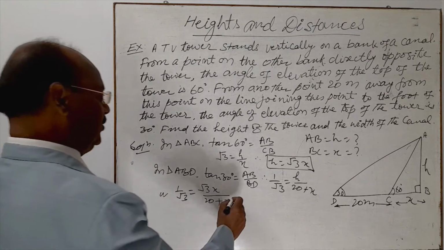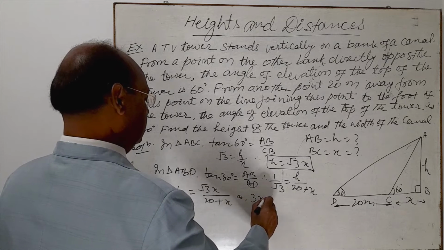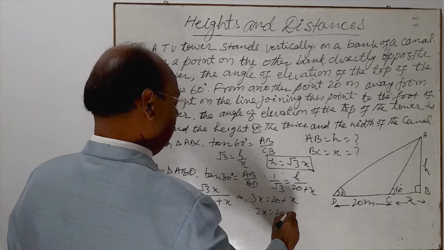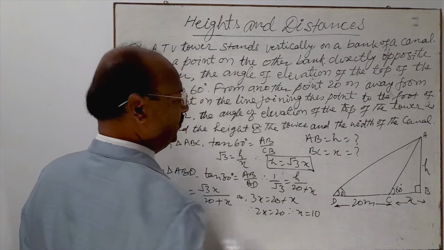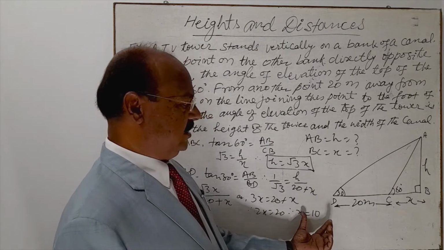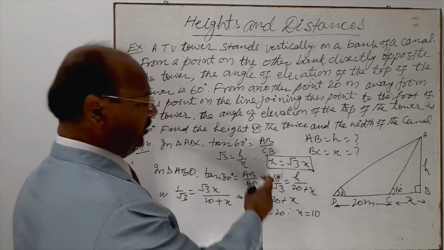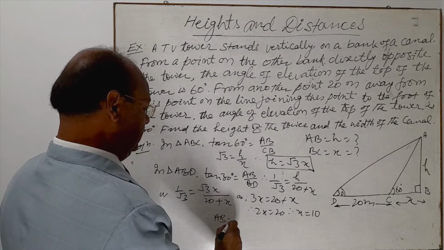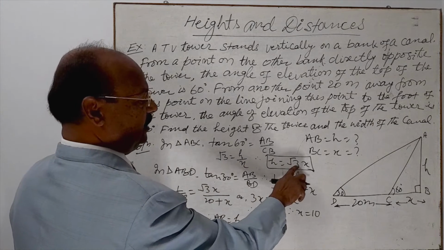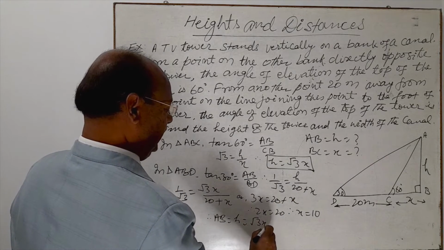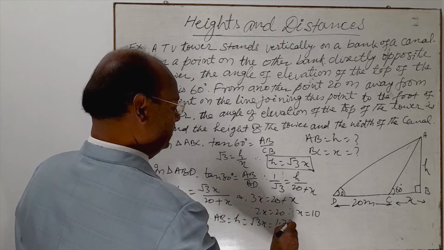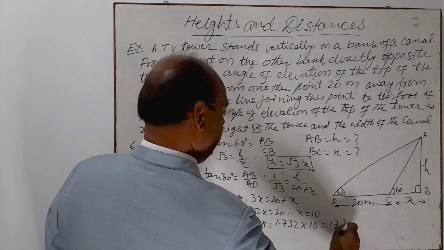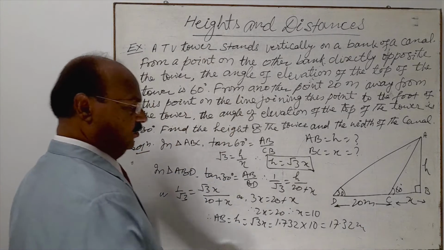Or by cross multiplication, we are getting 3X is equal to 20 plus X, and therefore 2X is equal to 20, and therefore X is equal to 10. So we have got X is equal to 10. And now we can find out AB very easily. So therefore AB is equal to H is equal to how much? Root 3 times of X. Root 3 is 1.732 and X is 10. So this is equal to 17.32 meter. So one answer is this one.